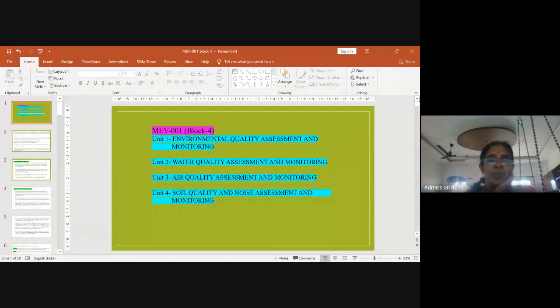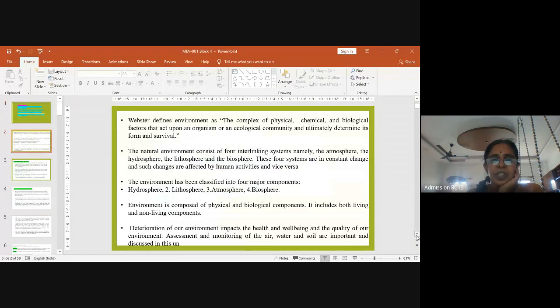So in block 4, you have 4 units. The first one is environmental quality assessment and monitoring. Second unit deals with the water quality assessment and monitoring. Third one is the air quality assessment and monitoring. And the fourth one is soil quality and noise assessment and monitoring. So let us brief out all the units of block 4. First one is environmental quality assessment and monitoring.